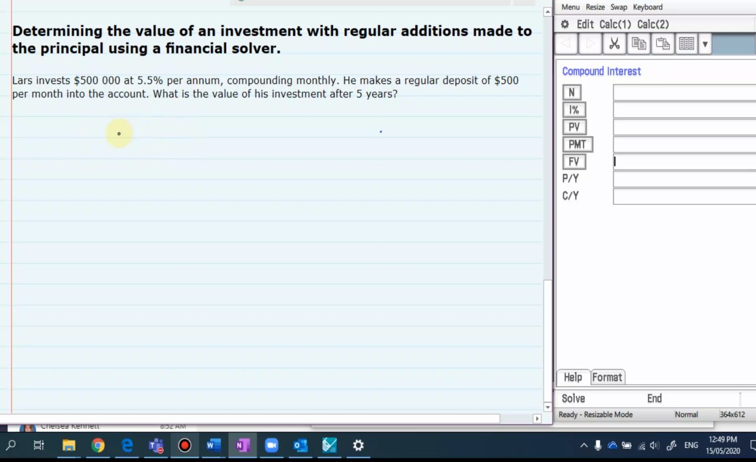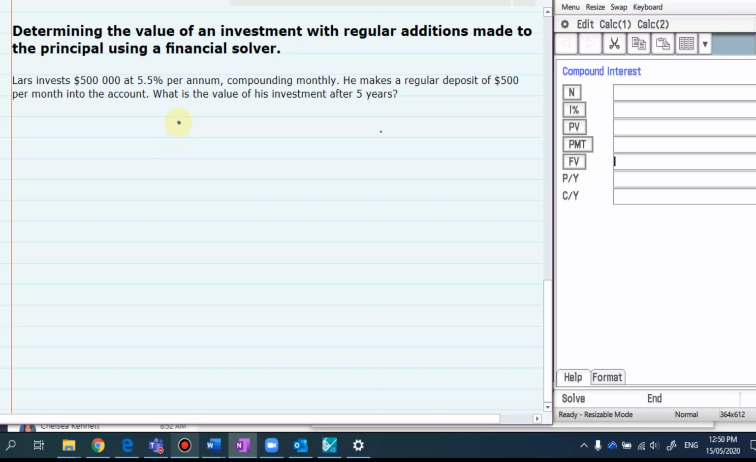And today we are looking at a continuation of our financial maths, using the financial solver on your CAS to find out how much money we've got at the end of a period, if we're making additional contributions to something.